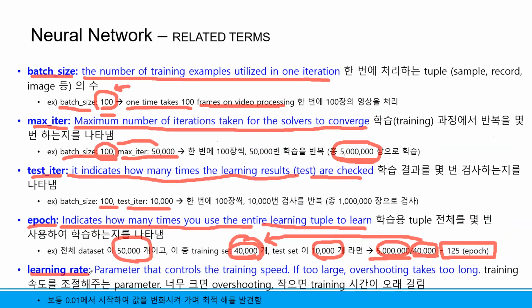There will be another one, we call it learning rate. It is another parameter to control the training speed. If it is too large, it will overshoot, and overshooting takes a long time. So it depends on the problem, and usually we use a very small learning rate.